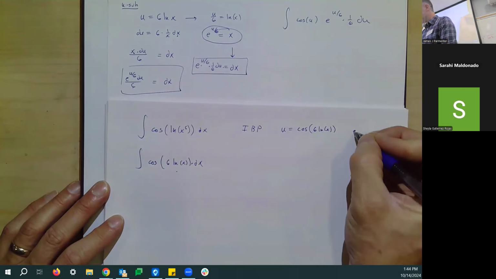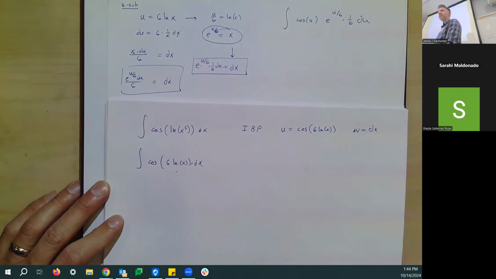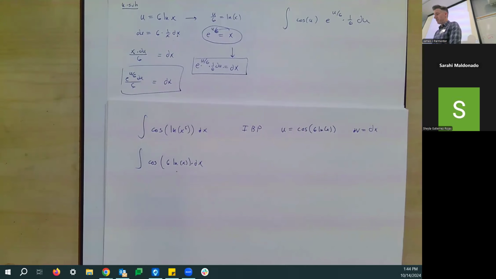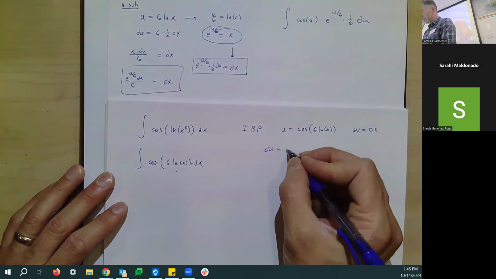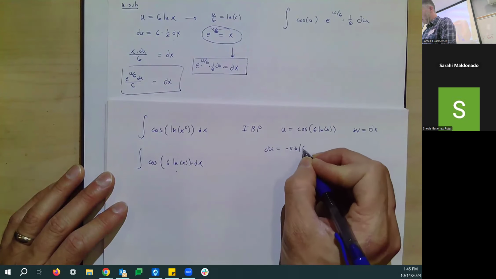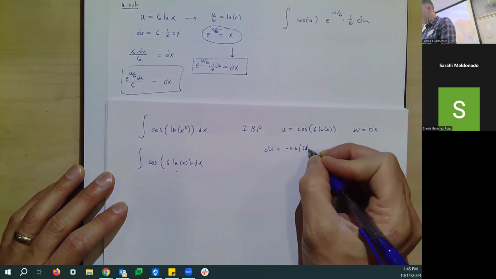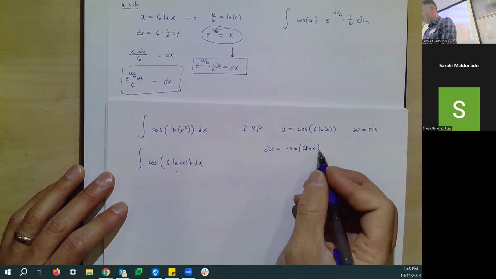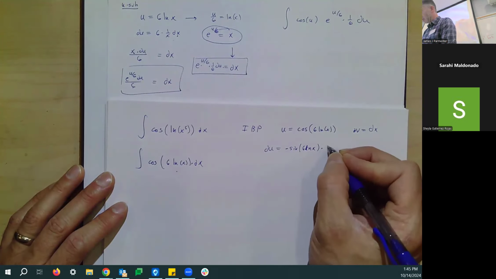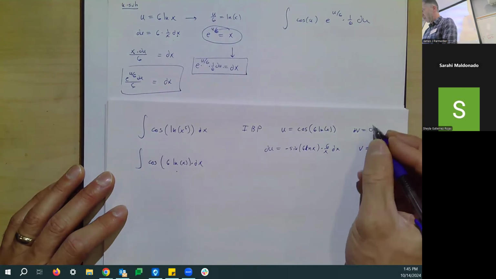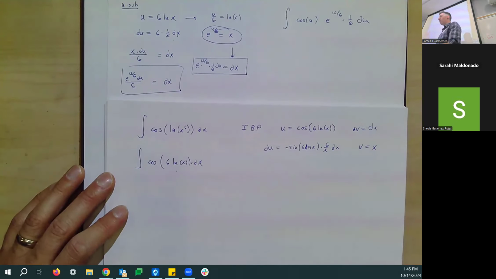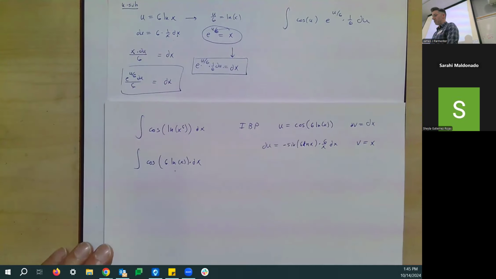And my dv is just a lonely dx. Let's take the derivative. My du is going to equal the derivative of cosine, which is negative sine of my stuff, the negative sine of 6 natural log of x, times the derivative of 6 natural log of x, which is 6 over x dx. And my v is the antiderivative of dx, which is x. Now watch what happens when we put it all together.